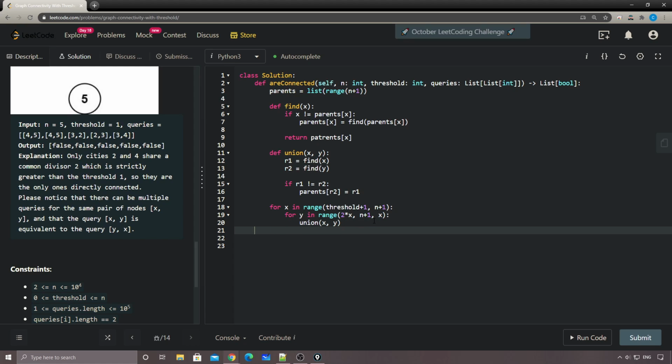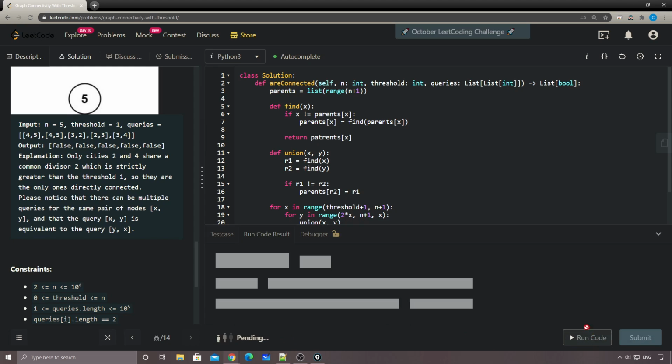And then later on we simply return the what? The answer, right? So we can do a quick find here. Find x equals find y, for x and y in queries, right? I think that's it. So that's how we build the graph here. And this is the final answer. Let's run the code.